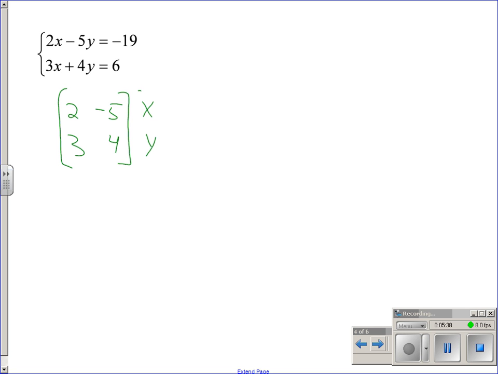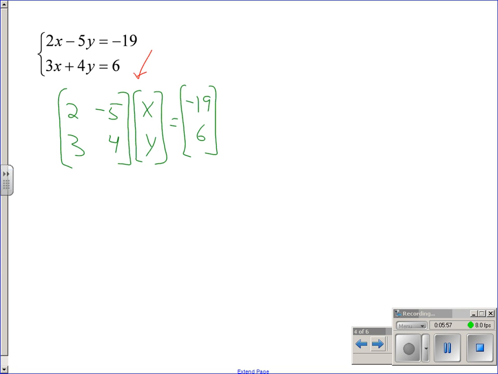X and Y is a 2 by 1 matrix equals the constants, negative 19 and 6. Okay, so before we go through and get the calculator out and solve this, I just want you to pay attention to what is going on here and why these things work or how it's set up.